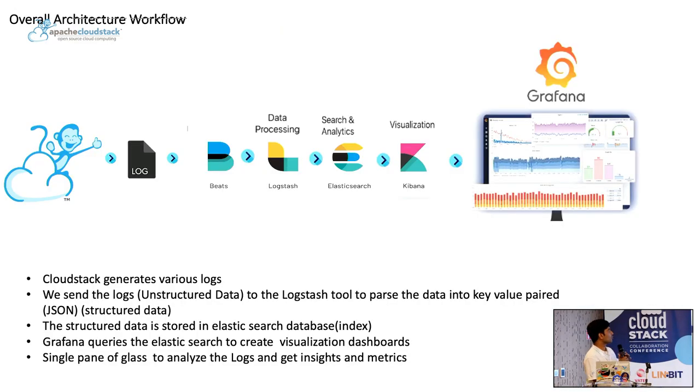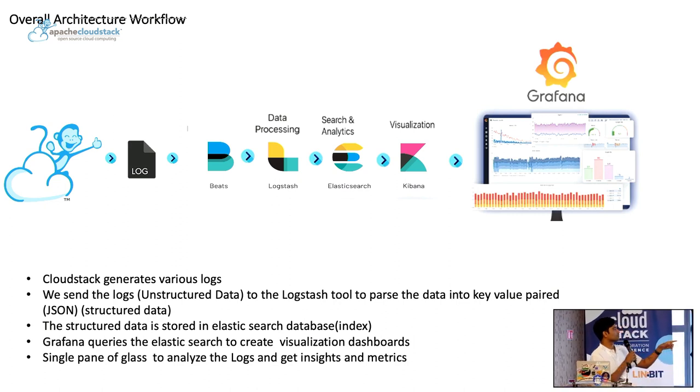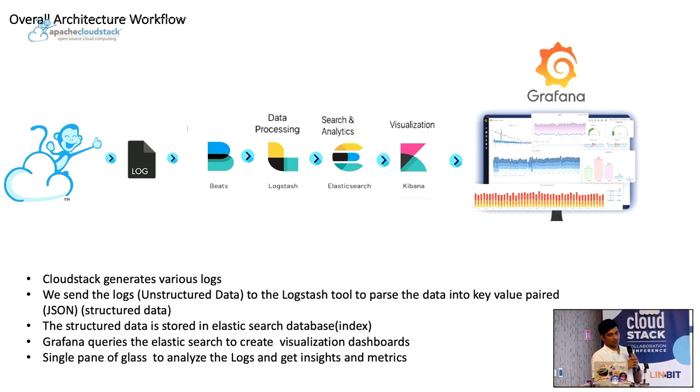So this is the overall demo workflow. CloudStack sends the logs to Beats. Beats is nothing but a tool installed on the management server. And it sends to the Logstash server, and again it sends to the Elasticsearch server. And finally we can view it on the Grafana visualization pane. So let me quickly show you the demo.